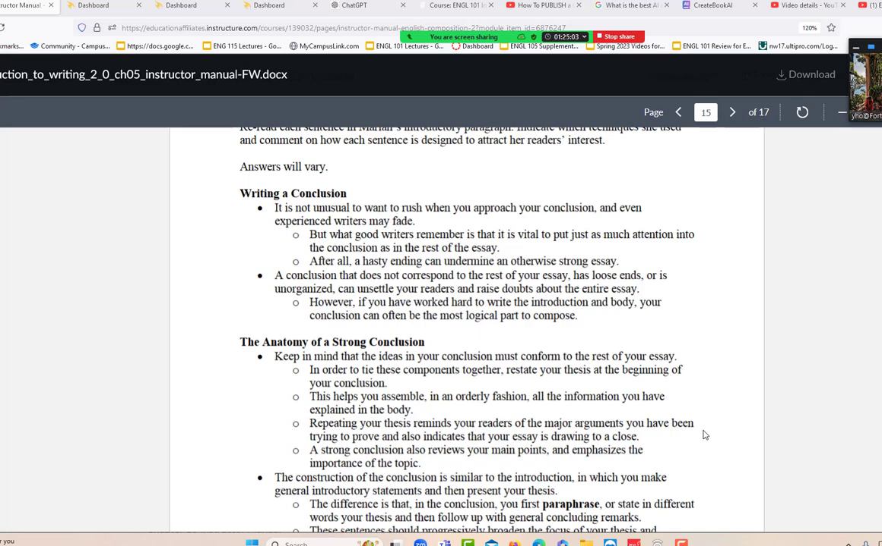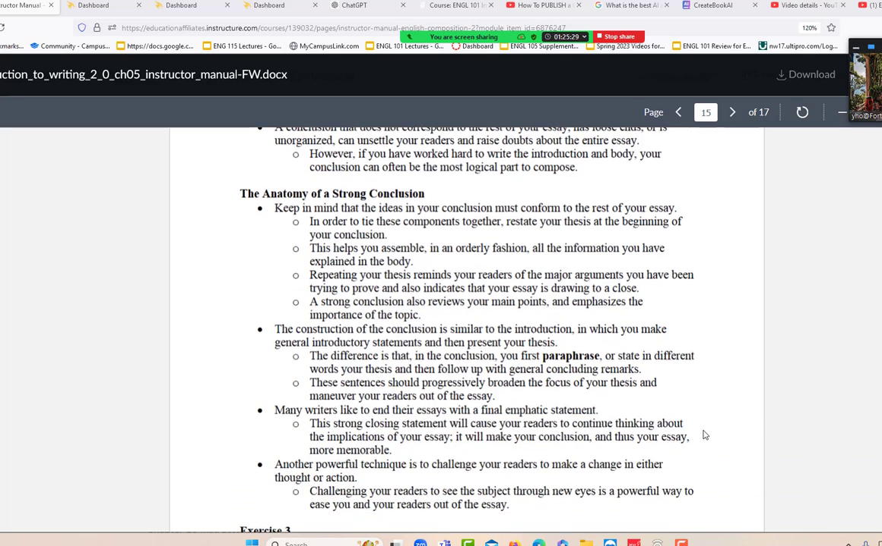Conclusion. So when you conclude, you want to wrap up the essay. It is not unusual to want to rush when you approach a conclusion, and even experienced writers may do so. But what good writers remember is that it is vital to put just as much attention into the conclusion as in the rest of the essay. A conclusion that does not correspond to the rest of your essay has loose ends.